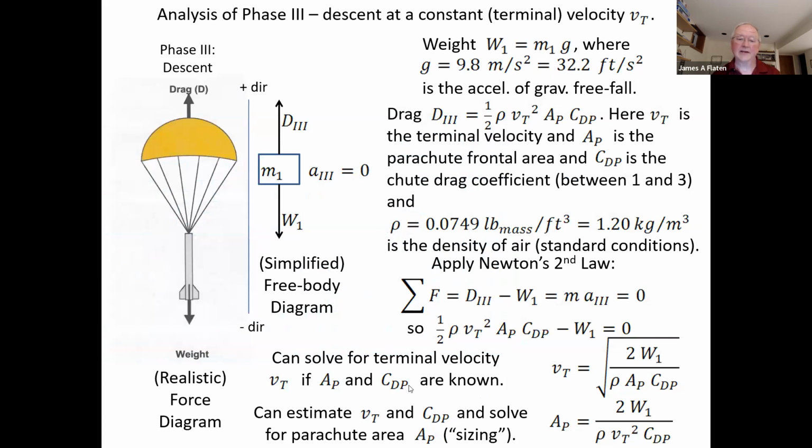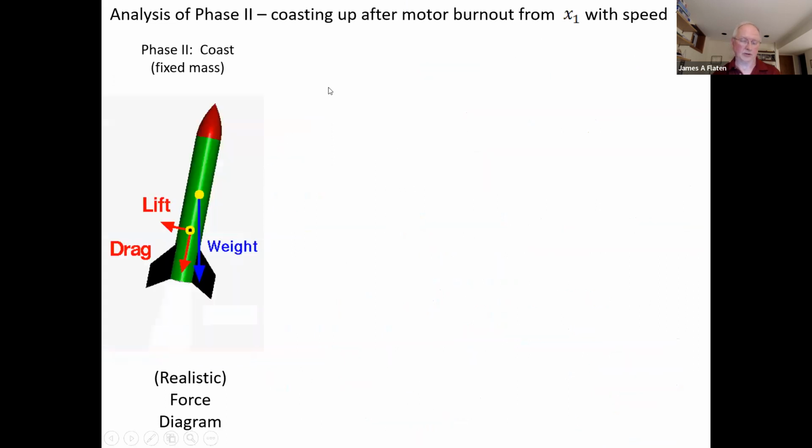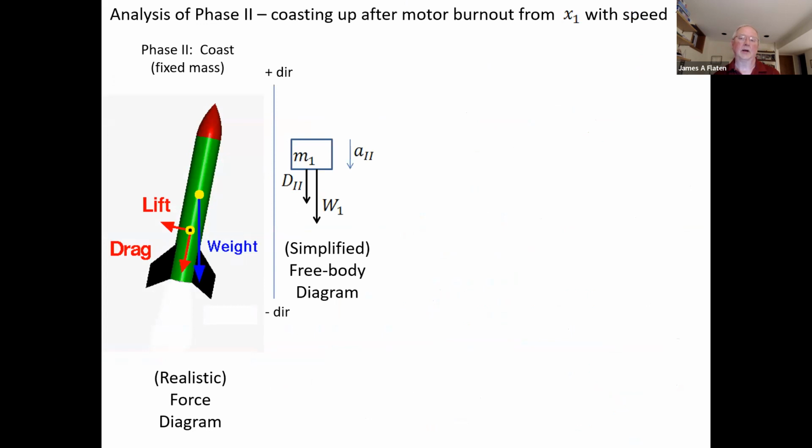That was phase 3. That's the easy one. Let's take a quick look at phase 2. So in phase 2, we have the weight and the drag. They're both pointing down. There is no thrust in phase 2. Okay. And so in this case, the free body diagram shows two forces. They're both down, and there is clearly an acceleration.